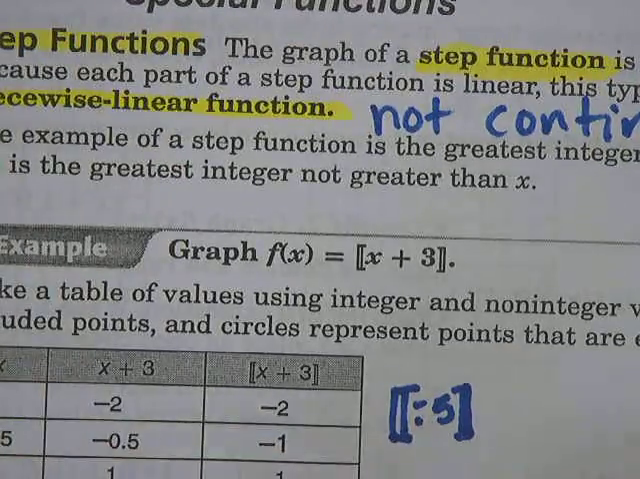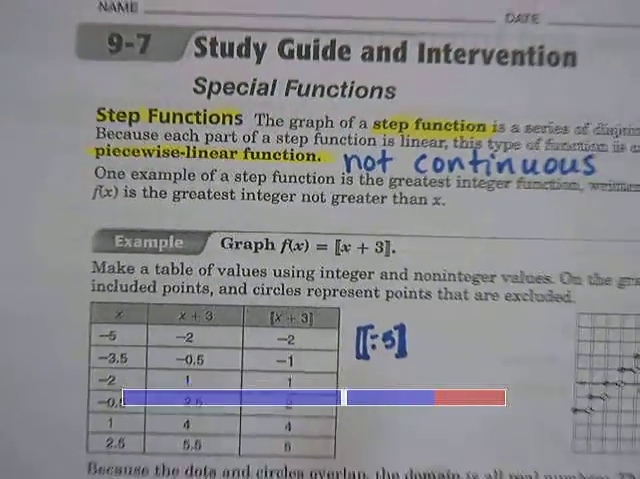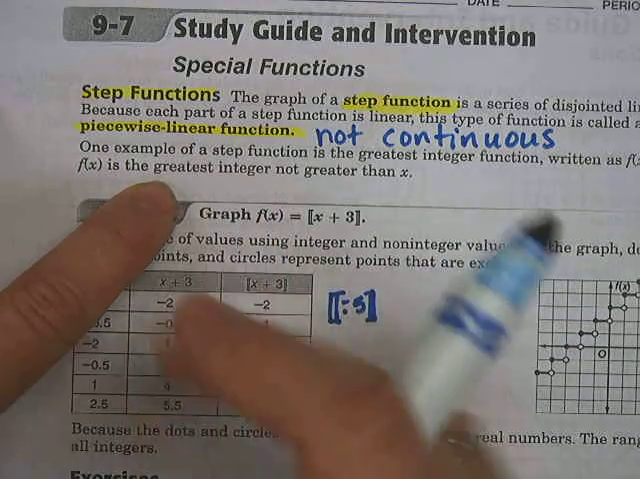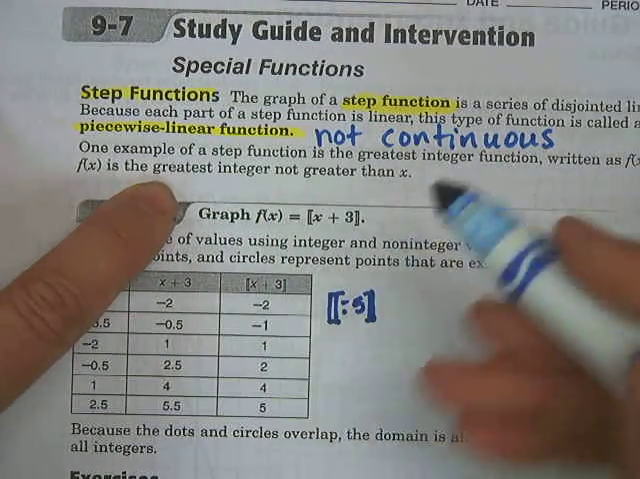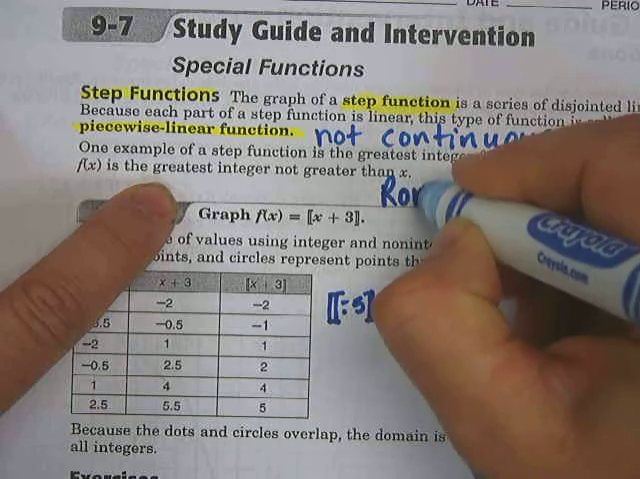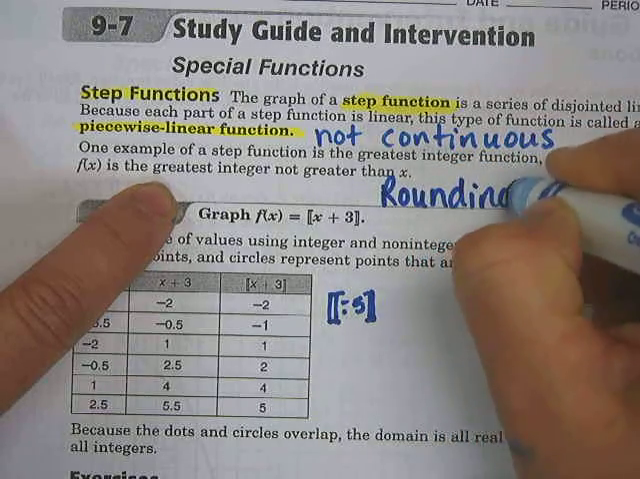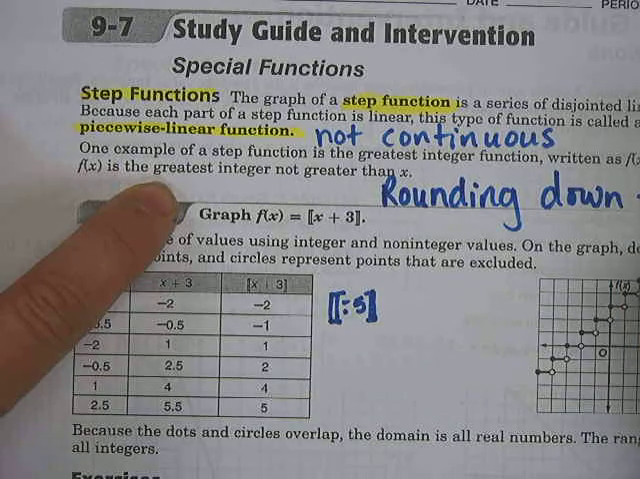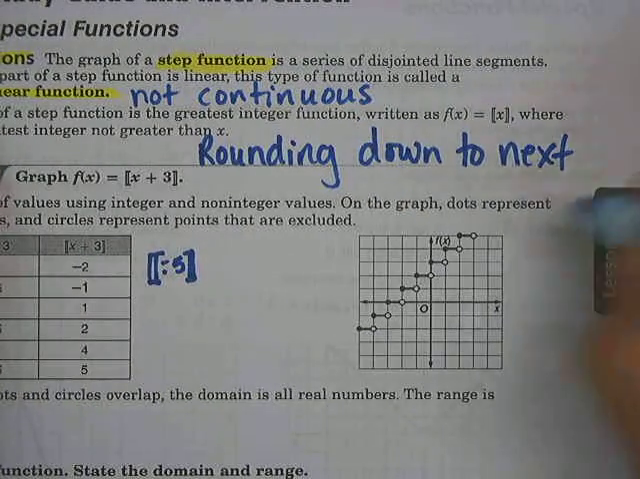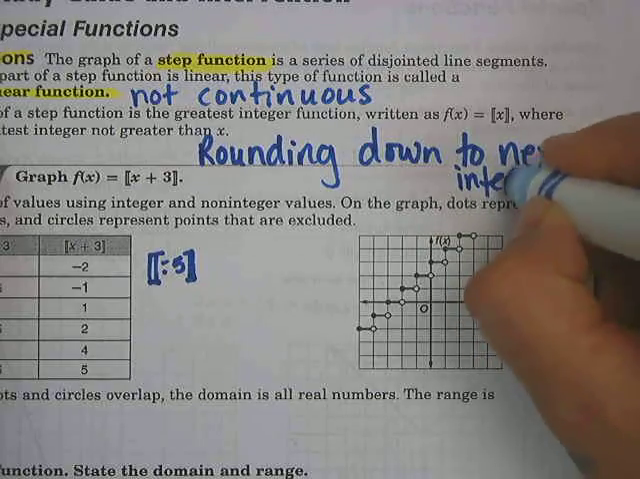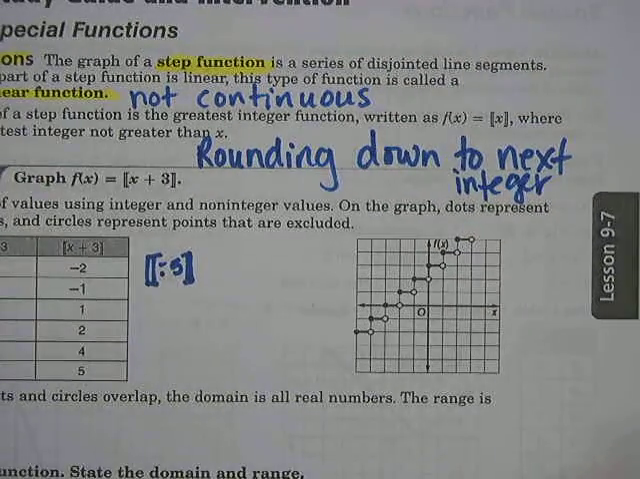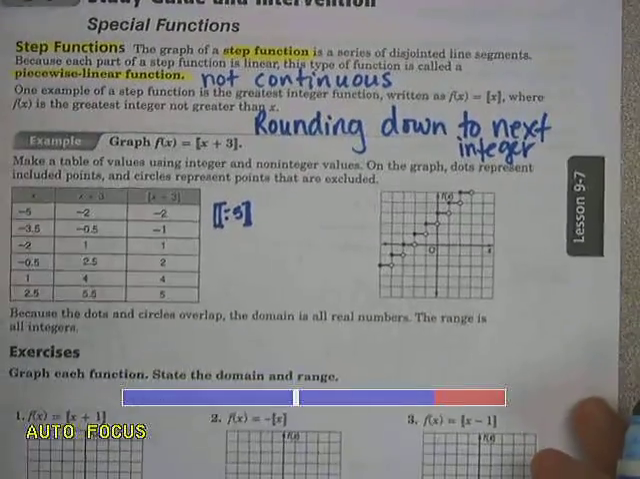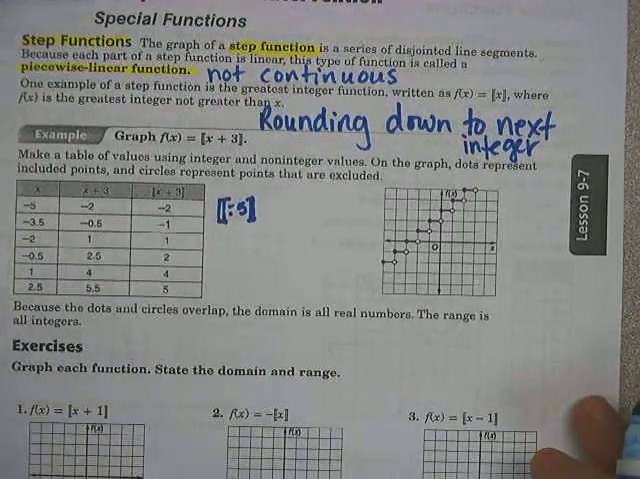Okay, so this greatest integer function is a little bit deceiving because when kids see greatest integer, they think that we're rounding up, but really what we are doing is rounding down. We are rounding down to the next integer. So this is often called the rounding down function.